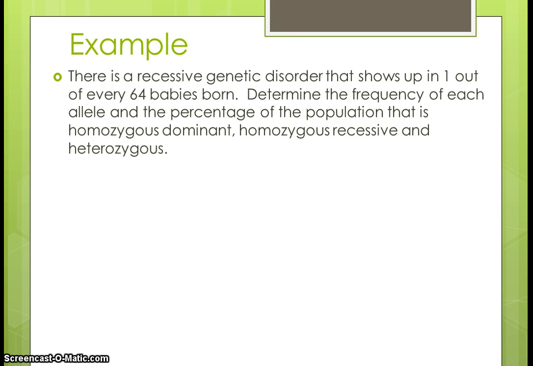In this problem, this is an example Hardy-Weinberg problem, and we are going to try to determine the frequency each allele shows up and the frequency of each genotype. This is a situation where we're dealing with a recessive genetic disorder. That means big N, you would inherit and you would be normal. Little n would show the disorder.